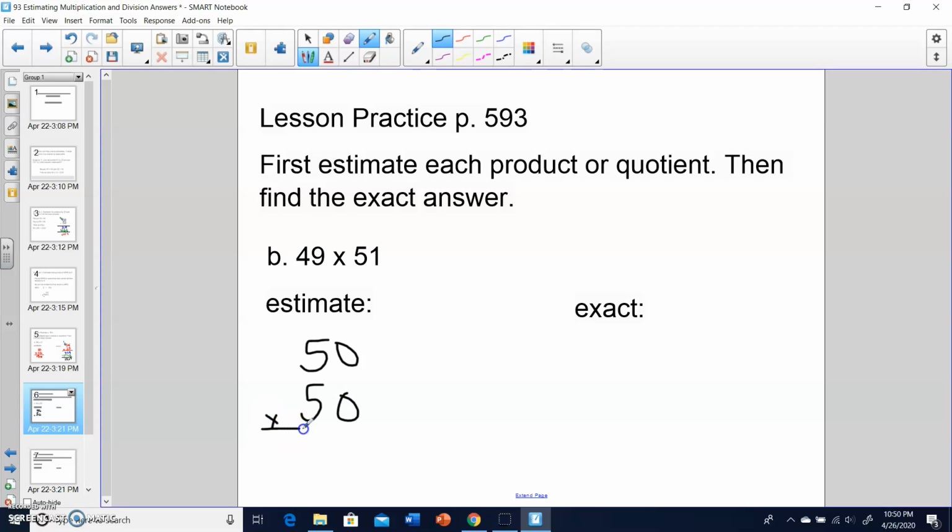So think to yourself, what is 5 times 5? 25. And I have 2 zeros to put at the end of my answer. So my exact answer should be pretty close to my estimate. Okay, so to find the exact, I'm going to take 49 and 51 and multiply them.